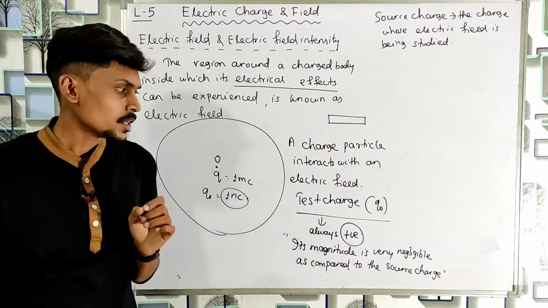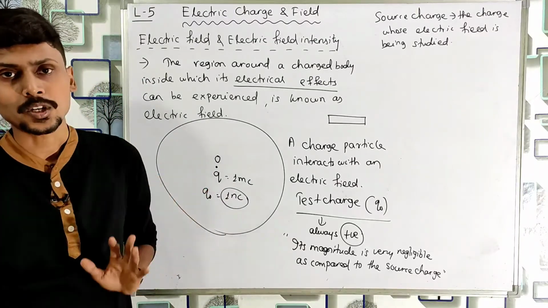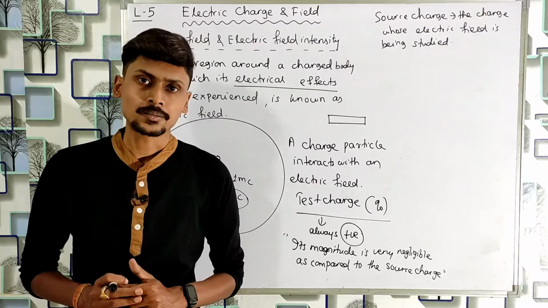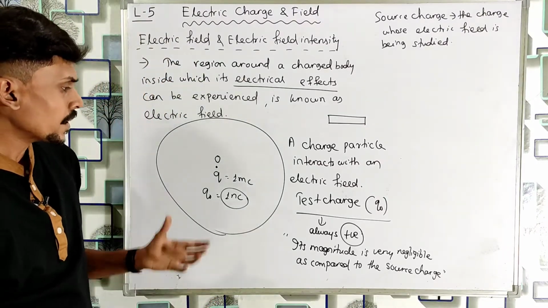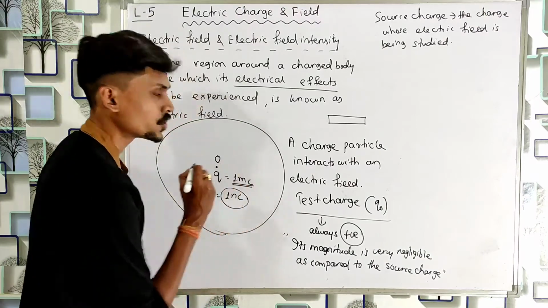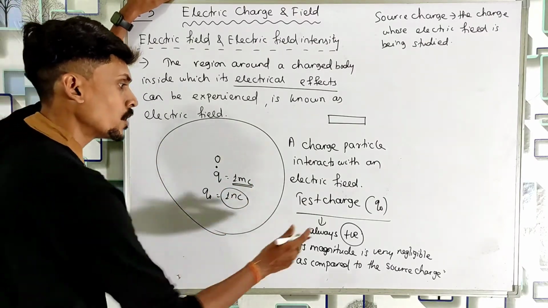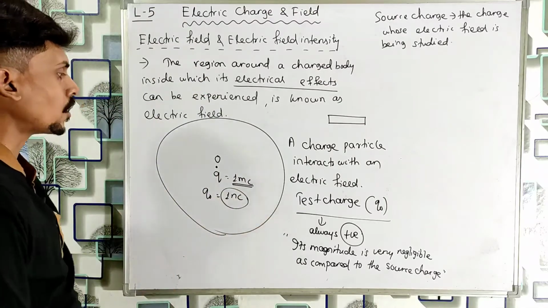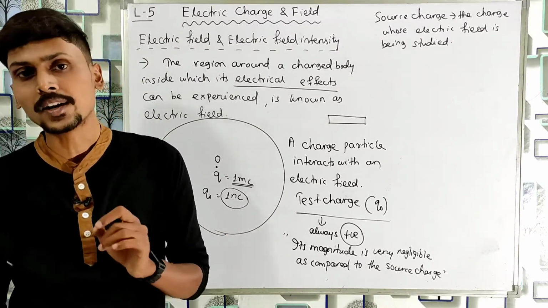So the question is, why should we take the magnitude of the test charge very negligible as compared to the source charge? The reason is that every charged particle, every charged body creates its own electric field. So in this problem, we are interested in studying the electric field produced by this 1 millicoulomb charge. And to find the electric field due to this charge, we have to take the help of a test charge Q naught. And when you place the test charge Q naught inside the electric field of the charge Q, then what will happen? The test charge Q naught will also create its own electric field.